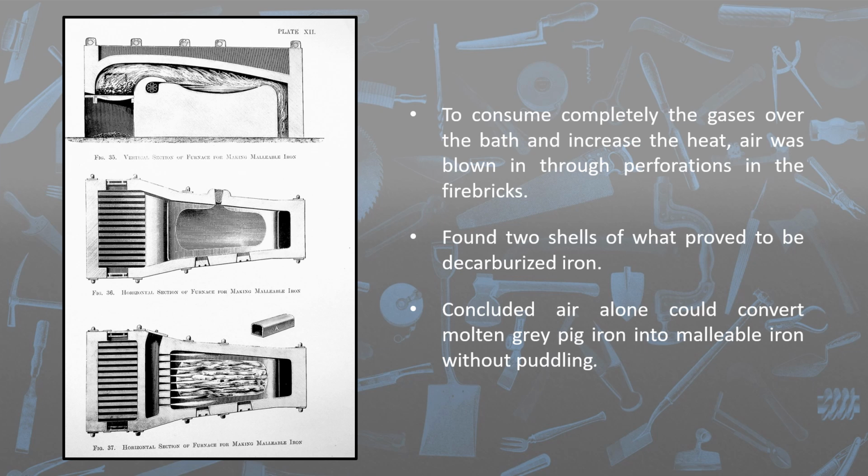Further investigations showed that the unmelted pieces or shells were decarbonised iron and had become decarbonised by the furnace air alone. This showed Bessemer that atmospheric air alone was capable of wholly decarbonising molten grey pig iron and converting it into decarbonised or malleable iron. This unexpected result was the start of Bessemer's experimental journey into producing his converter.